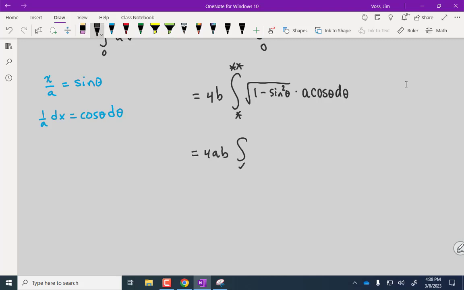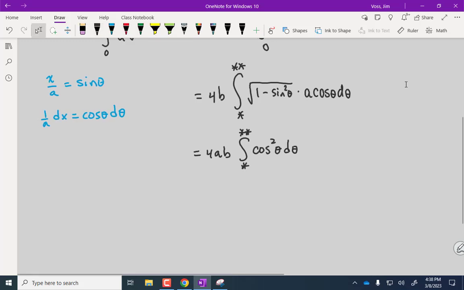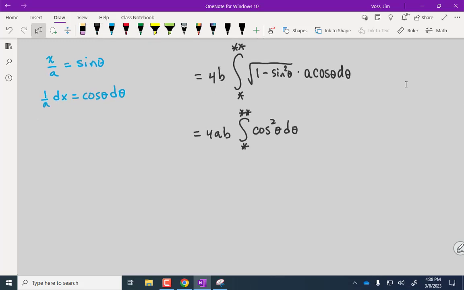And what's left inside the integral? Cosine squared. Right? Because 1 minus sine squared is cosine squared, the square root of cosine squared is cosine, cosine times cosine. Now what do we do? Power reduction. So we're going to divide by 2, which is going to give us a 2AB out in front. And is it 1 plus or minus? Plus cosine of 2 theta. And now we can integrate.